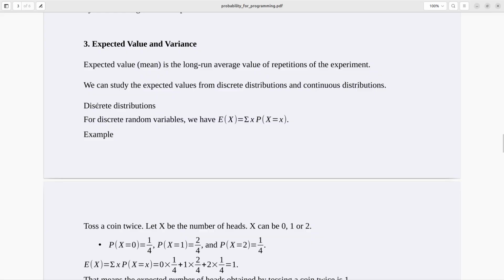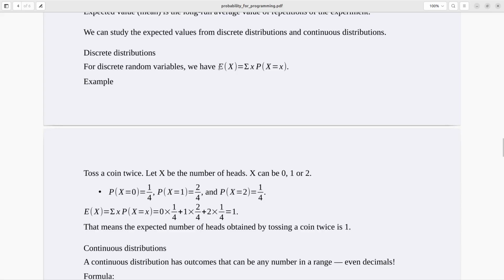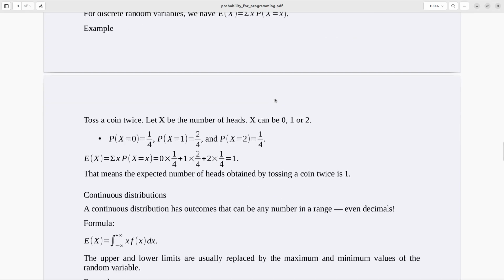So let us talk about the discrete distributions first. For discrete random variables, we have this one. The expected value of this random variable will be just equal to the sum of x times P(X = x), okay? So x times the probability, and I add up all these products, I'm able to get the expected value, okay? So let us see the example here.